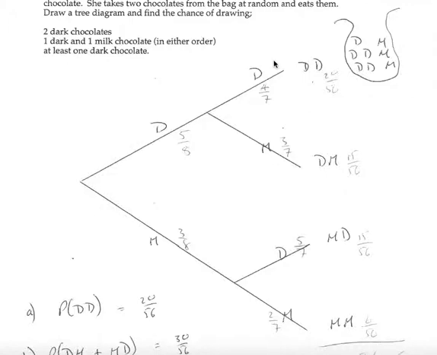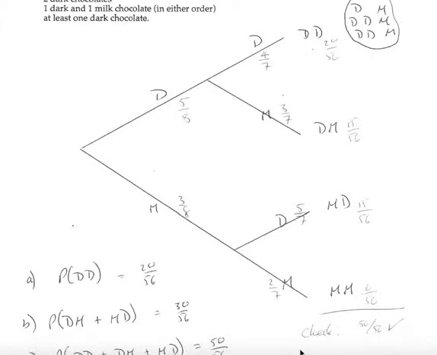From here onwards, though, it's exactly the same as the example above. So to combine the probabilities for a dark followed by a dark, we times along the branches of the tree diagram. So that's 5/8 times 4/7. Top times top is 20. Bottom times bottom is 56. Dark followed by milk, 5/8 times 3/7, 15 out of 56. 3/8 times 5/7, 3/8 times 2/7.